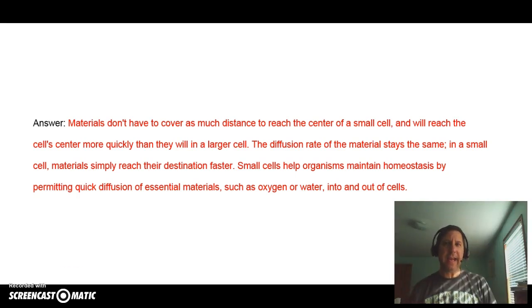And again, the key is those two things. One, understanding that the rate of diffusion is the same for a large cell and a small cell, and two, that it's more efficient to be a small cell because the material can reach the center or its destination quicker over a small distance than over the long distance of a large cell.